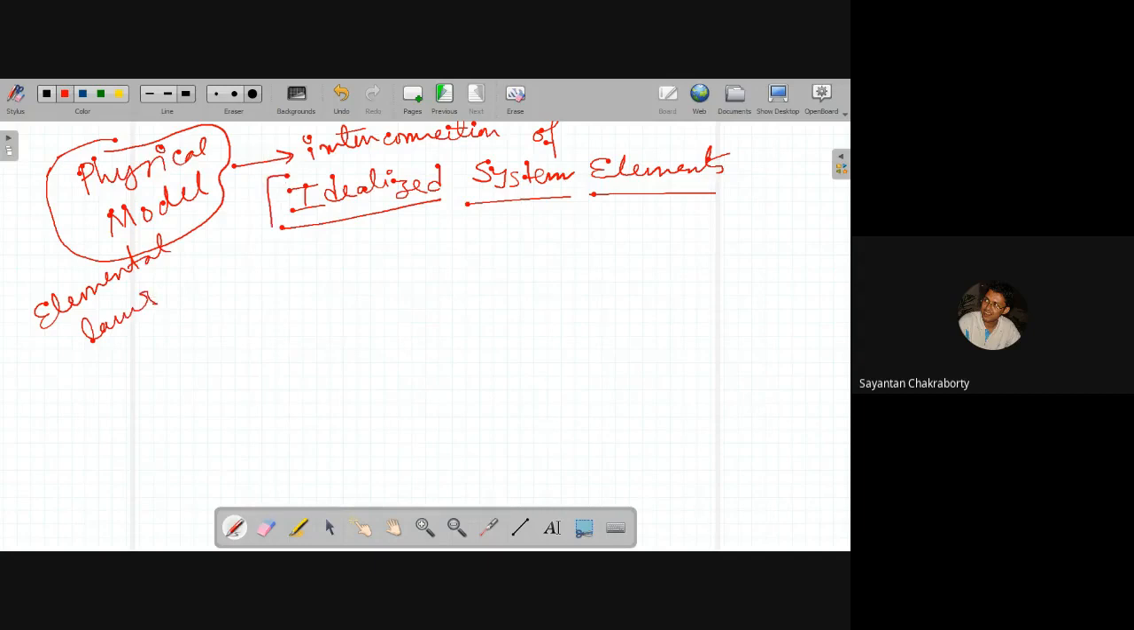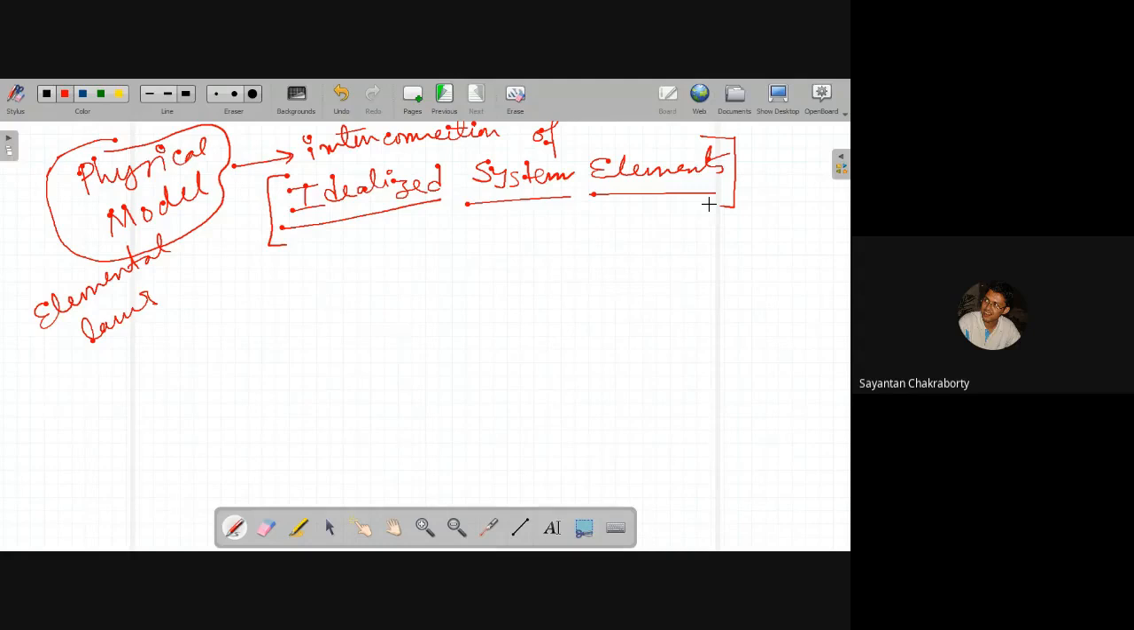So what are these idealized system elements and why are they necessary? Because we all know physical systems are very complex in nature. We very seldom find a system or a physical component which is completely linear in nature. Most of the physical components that we obtain are nonlinear, and above all, the system components are so interconnected, so overlapping, or so interacting that it's very difficult to obtain a physical model of a particular system which is simple enough for analysis. So what we have to do is start from a very basic point. And what is this basic point? We have to obtain a very simplified system model.